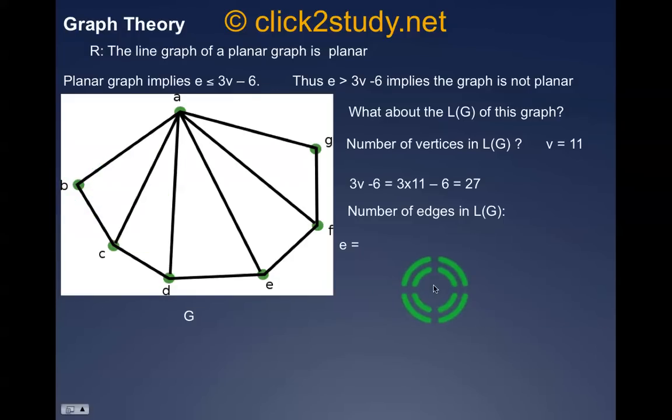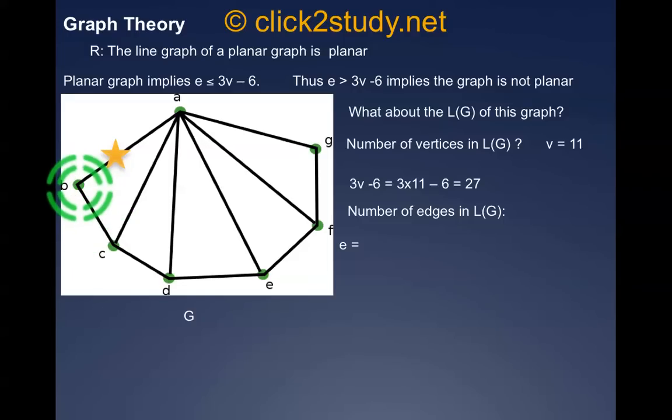So let's try to find the number of edges. Let's start with the vertex corresponding to edge AB. This shares vertex B with edge BC and vertex A with AC, AD, AE, AF and AG. So this is 1, 2, 3, 4, 5, 6. So the vertex corresponding to this edge AB will have a degree 6, or it will have 6 edges going to other vertices, right?